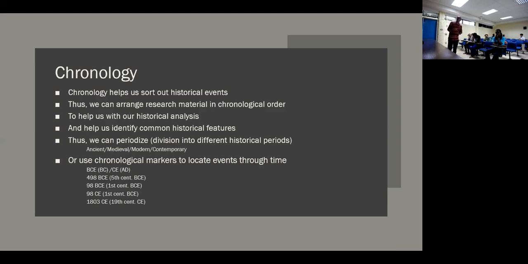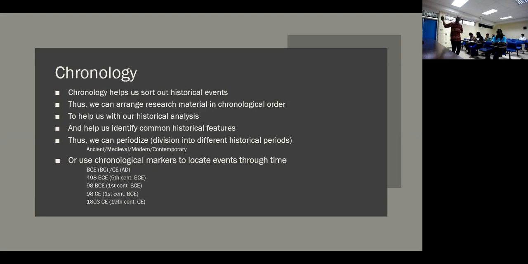Chronology. Let's examine chronology. The chronology helps us to sort out historical events. I mentioned that we can arrange our research material in chronological order. I hope you take this into account, please. Use these techniques. When you are finding information, especially factual information, the first thing that the historian is going to ask is, when did it happen? Because depending on the when, it can help me to provide one explanation or another, right?